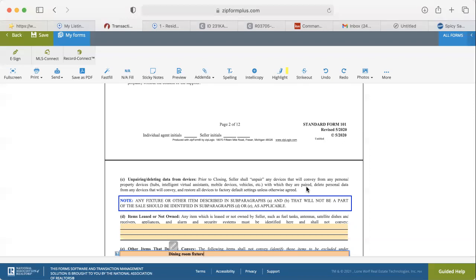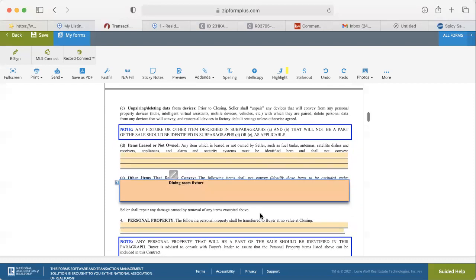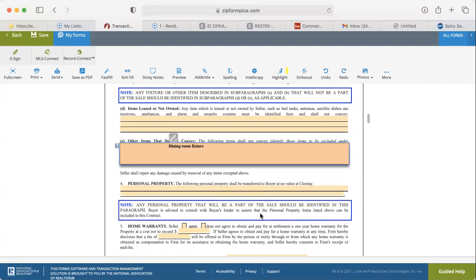So this is saying that the Ring doorbell needs to be unpaired from the email address or phone it is attached to. So the simple thing to do is just list it here as an exclusion: other items that do not convey, Ring doorbell. Okay. And then everybody's on the right playing field. Other questions, comments?